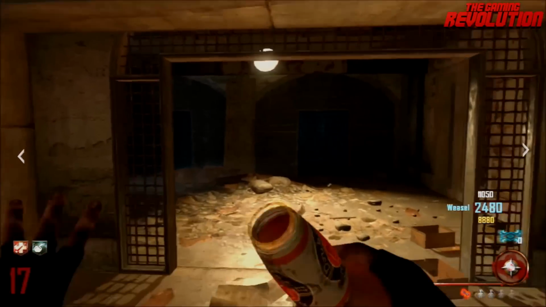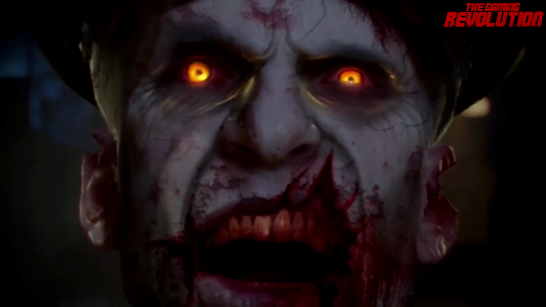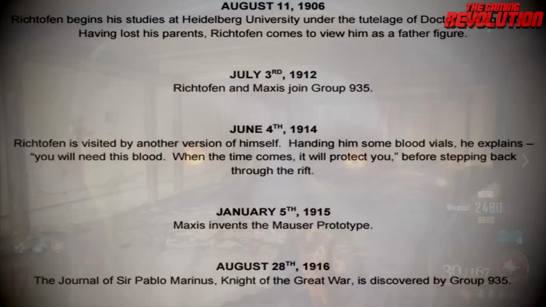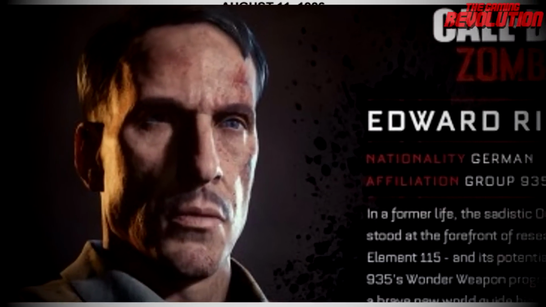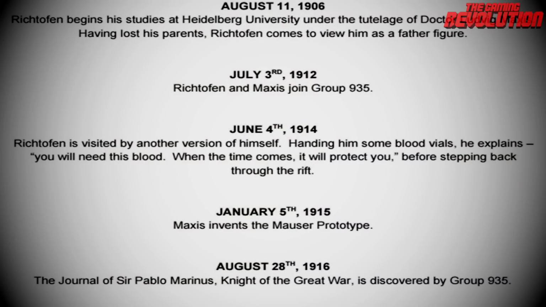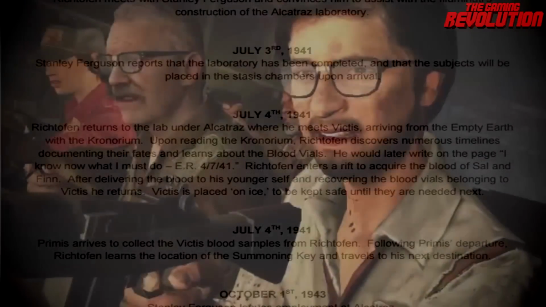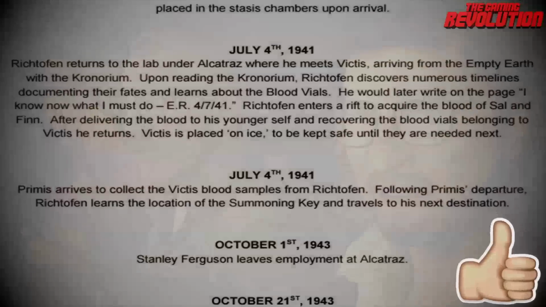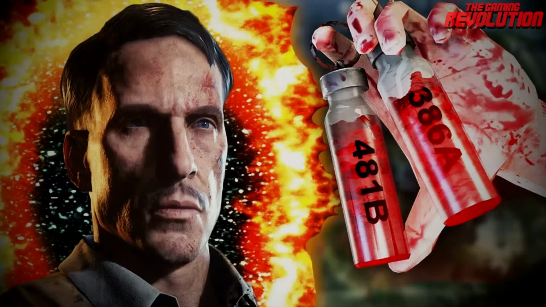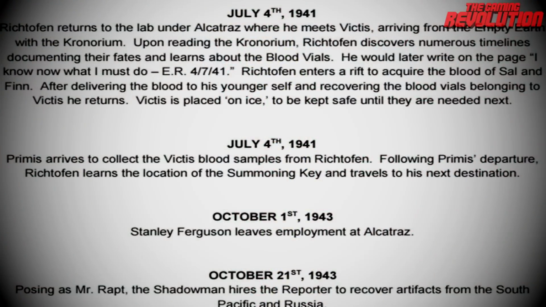Now jumping forward, after Richtofen has collected the blood, he then goes back to his younger self and gives the blood to the Primus Richtofen prior to Origins, and that's what I talked about earlier. That's what he then does. So then Victus is placed on ice to be kept safe until they are needed next. Then on July the 4th, 1941, Primus arrives to collect the Victus blood samples from Richtofen. Following Primus's departure, Richtofen learns the location of the summoning key and travels to his next location.